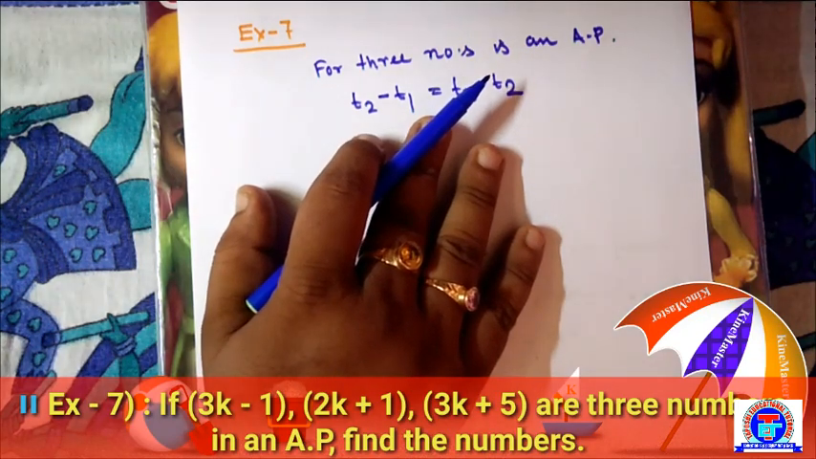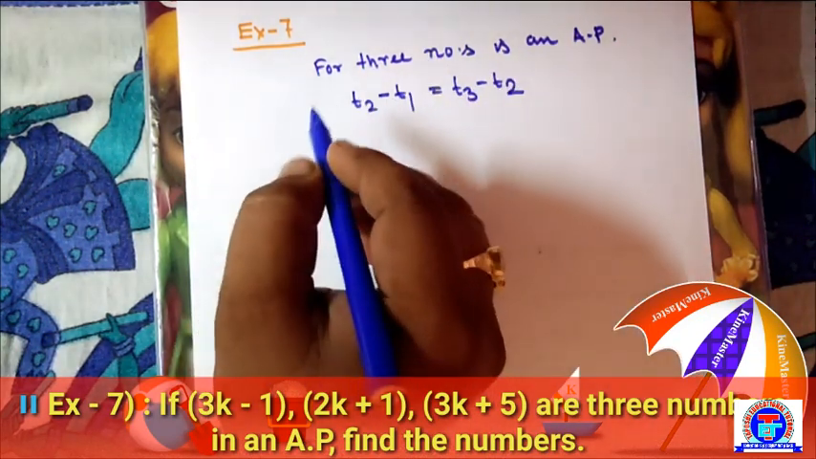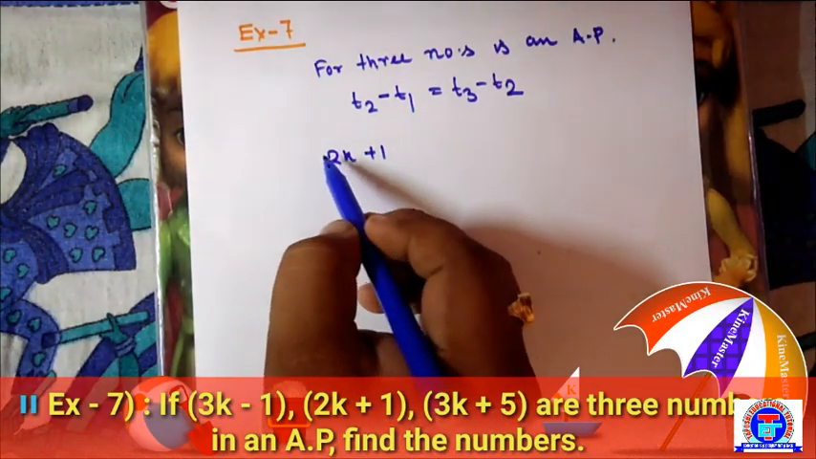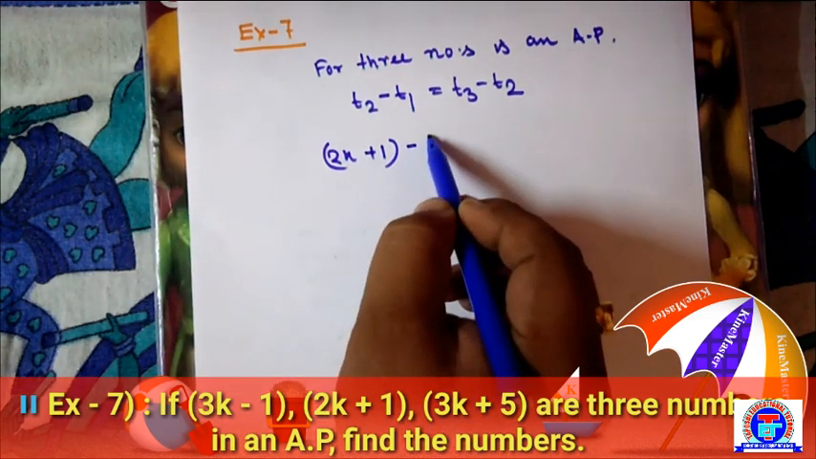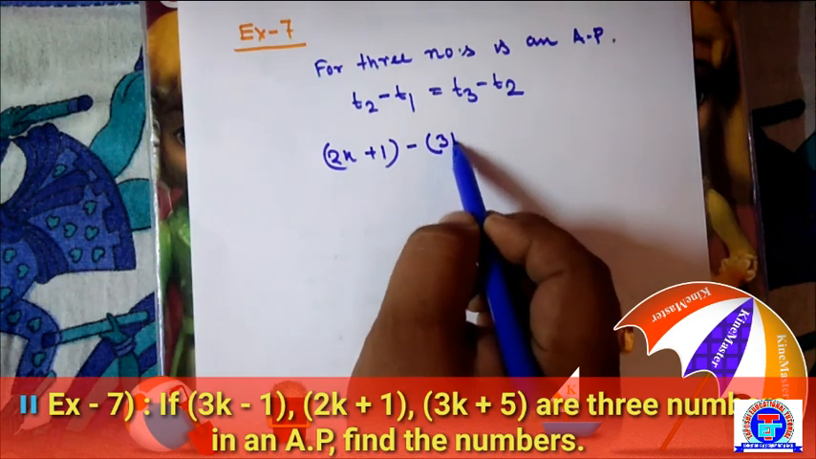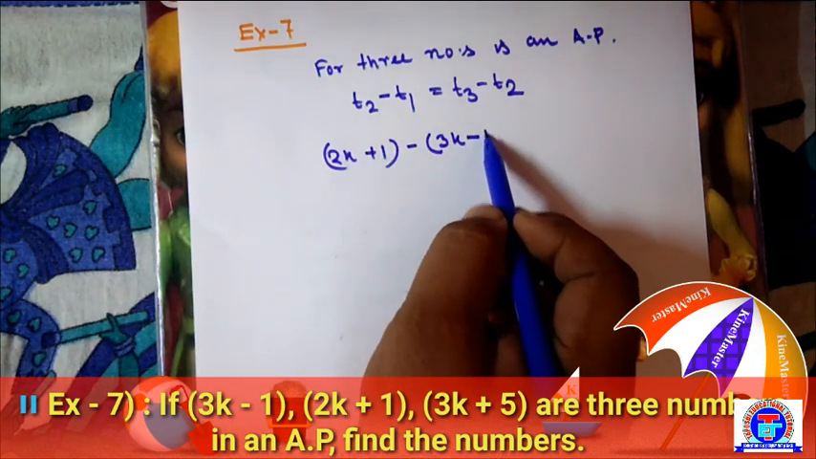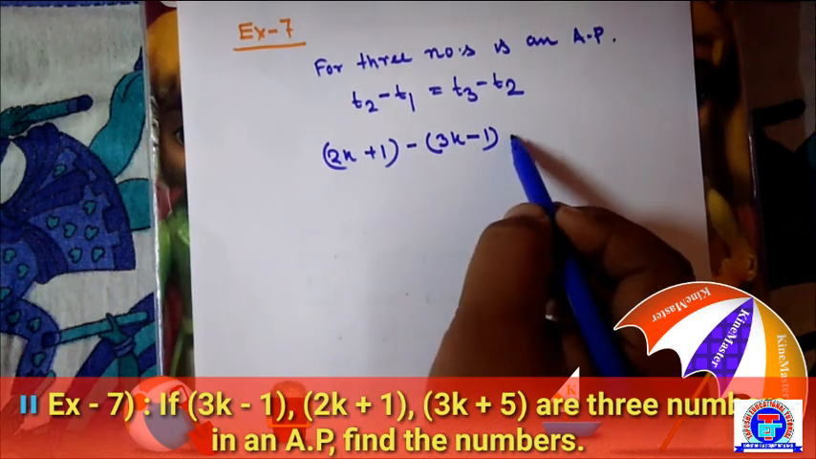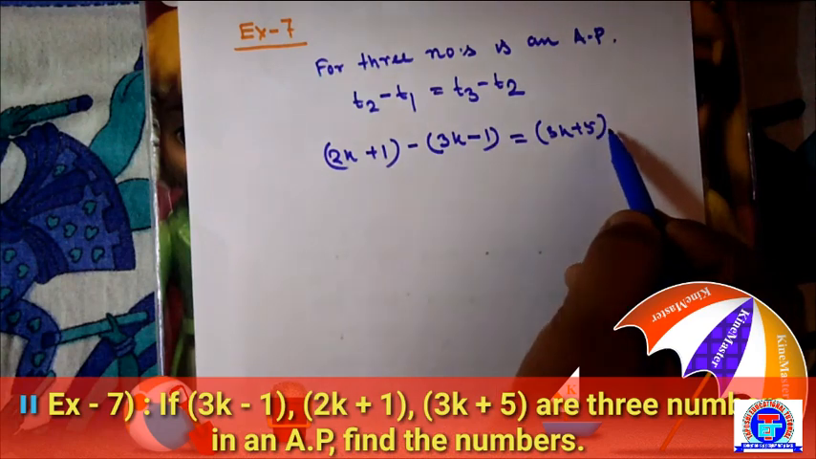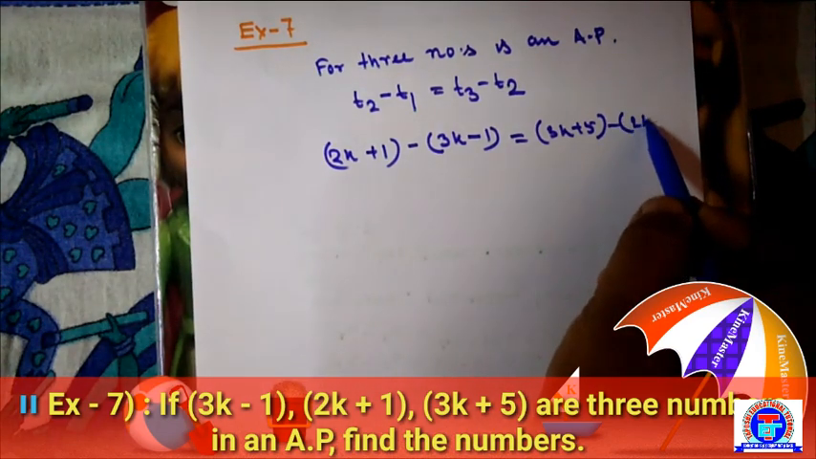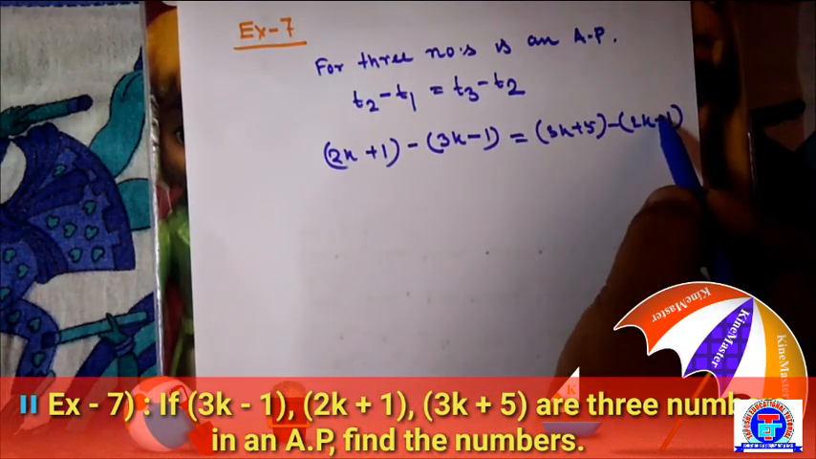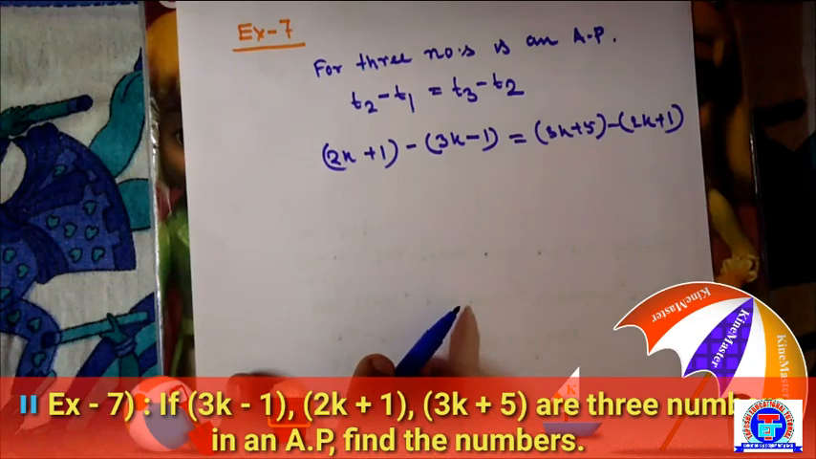So here we can write 2k plus 1 minus 3k minus 1 is equal to 3k plus 5 minus 2k minus 1, right? 2k plus 1.